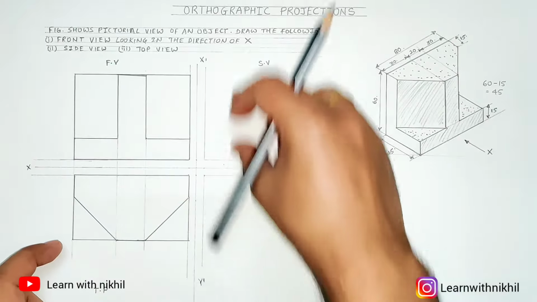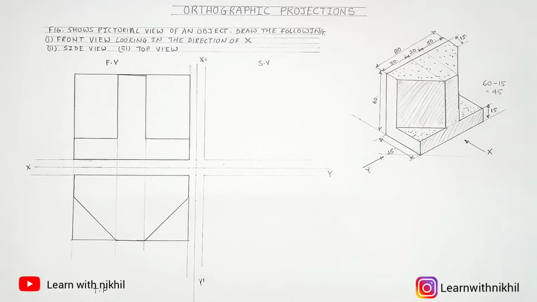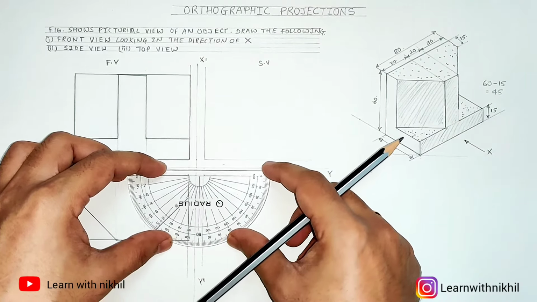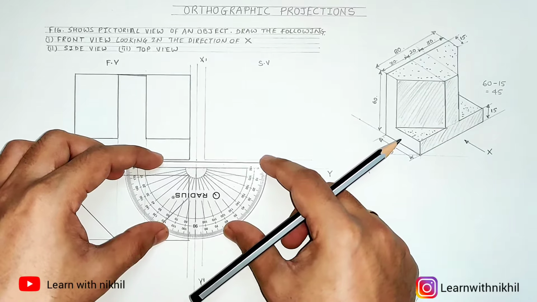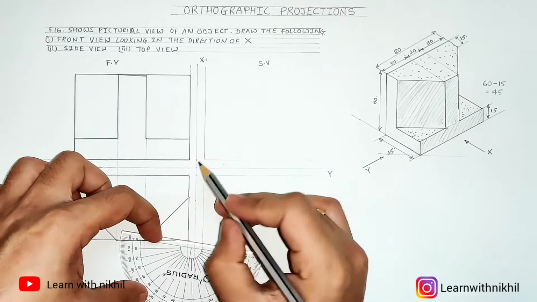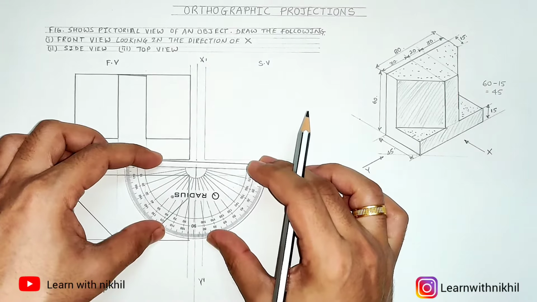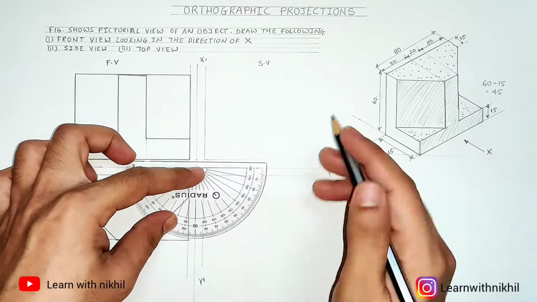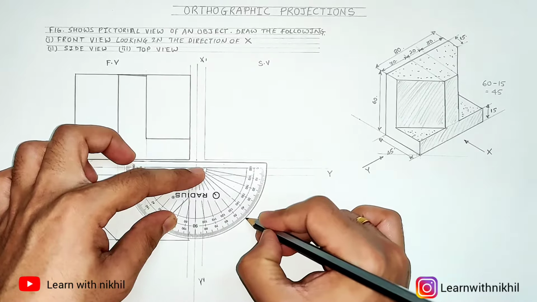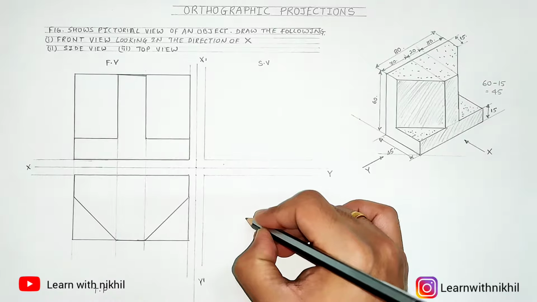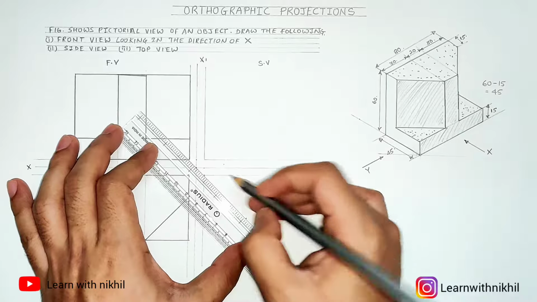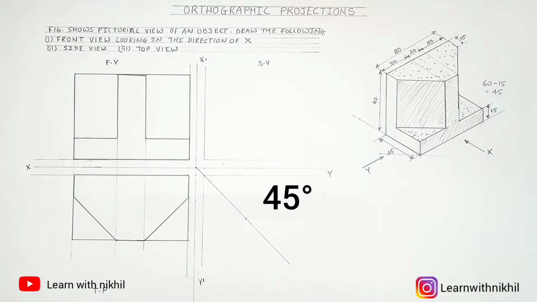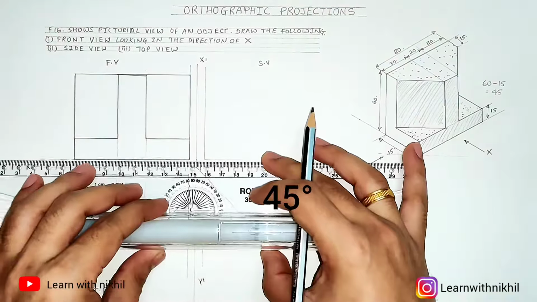Now for drawing the side view, we have to take projection lines from both the front view and the top view. For that, first we have to draw a 45-degree angle line from the center. From the center we will take 45 degrees. Why are we taking 45 degrees? Because whenever we draw projection lines to the 45-degree line, the distance remains the same. So this angle is 45 degrees.